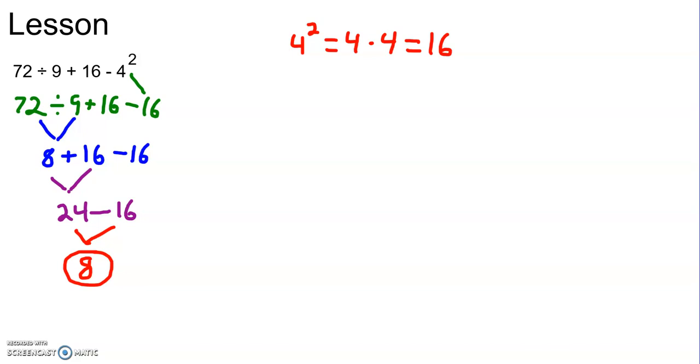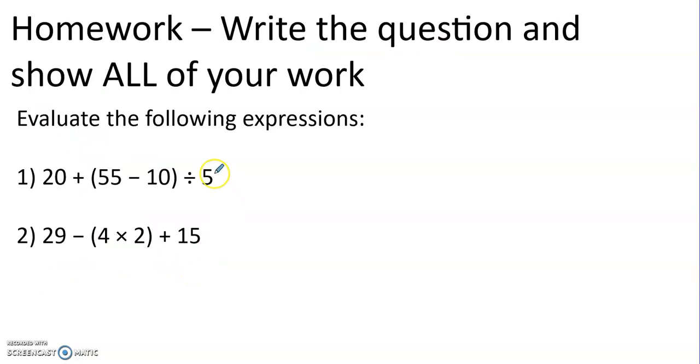Now that we have this down and we've done 2 examples, I want you to try 2 on your own. Here are 2 different expressions that I want you to evaluate. Remember, evaluate means to solve. Write everything on the screen in your notebook, including the directions and the questions. And don't forget to show all of your work.